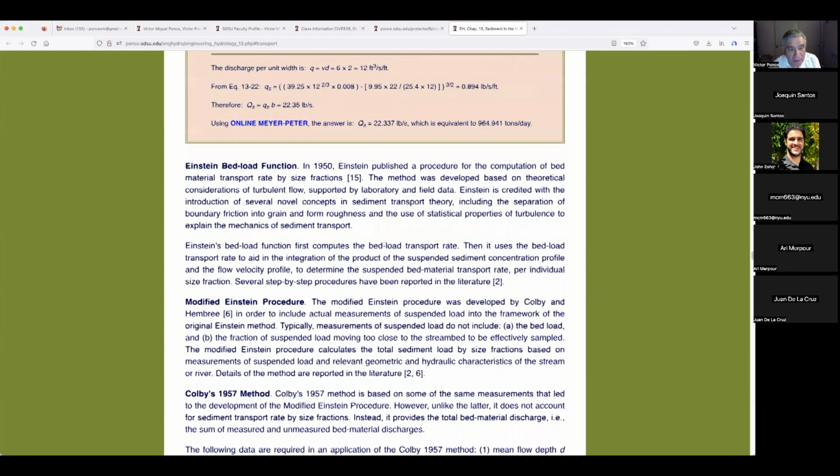Okay, Einstein bed load function. We have already extensively covered Einstein. Let me get a sip of water here. In 1950, Einstein published a procedure for the computation of bed material transported by size fractions.